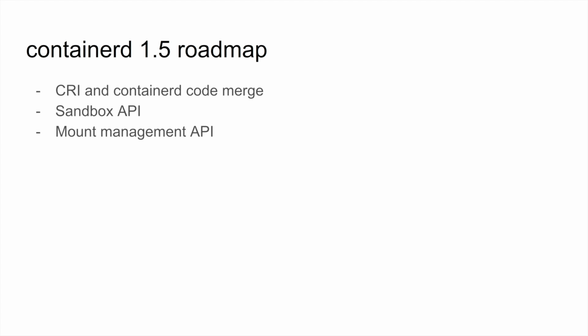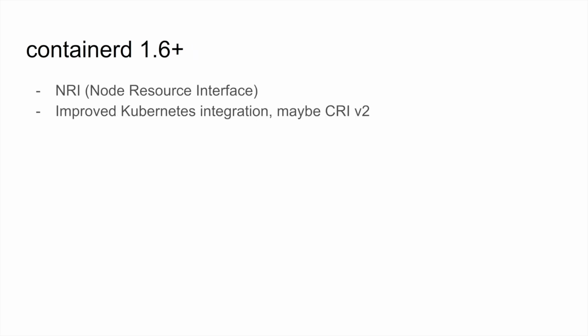There's also work going on to improve the way system resources are managed by the runtime. This relates to improving interactions with resources and tying them into the container lifecycle more cleanly. Feel free to join the discussions today for containerd 1.6. There are discussions about a new node resource interface which operates in the container lifecycle similar to CNI. There's also discussions about the possibility of introducing a new version of the CRI API. So if this is something that interests you, come join the conversation.